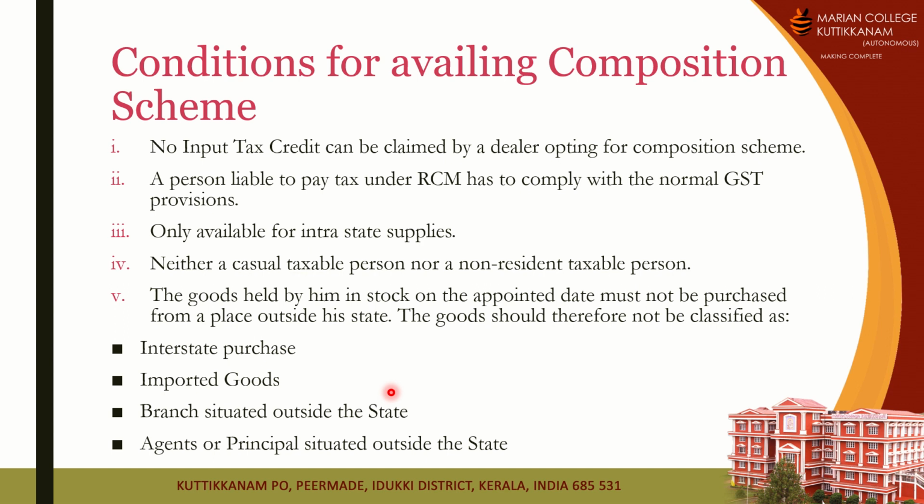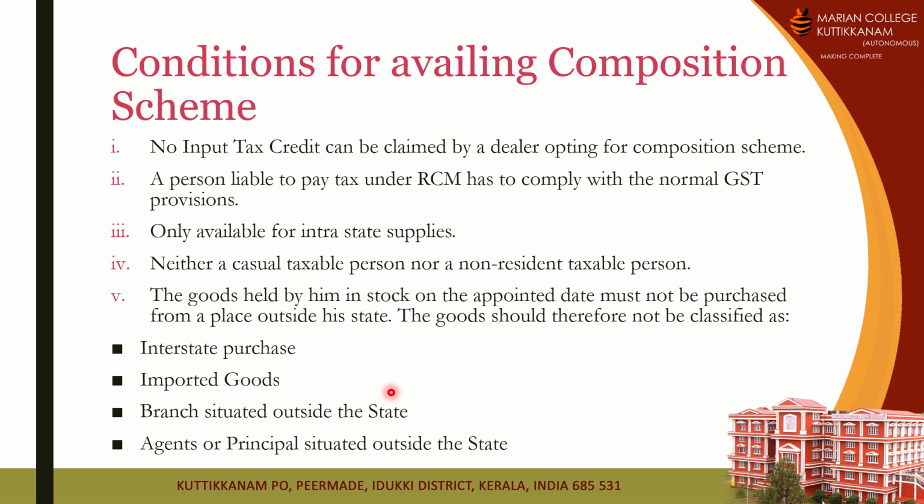Then the third one is that the composition scheme is only available for intra-state supplies, that is within the state, not between the states. Then fourth, neither a casual taxable person nor a non-resident taxable person can avail the composition scheme. I hope you remember the casual taxable person, which we discussed in the definitions part. He carries on his transactions occasionally. So a casual taxable person or a non-resident taxable person cannot avail the composition scheme.